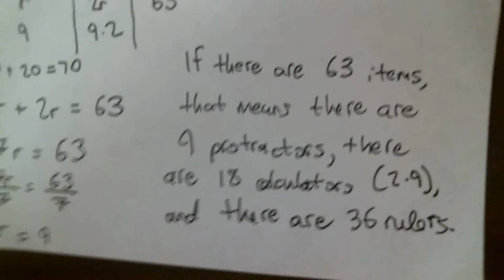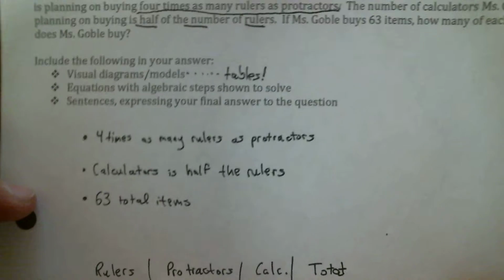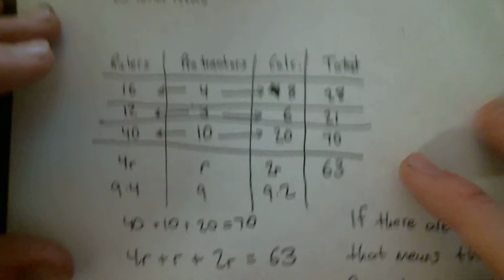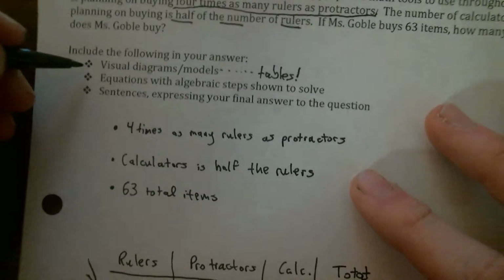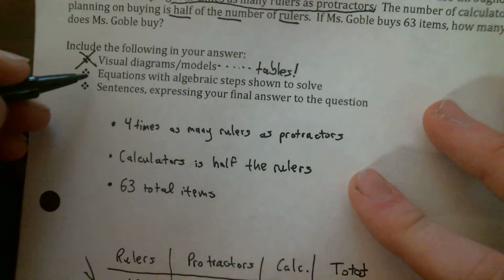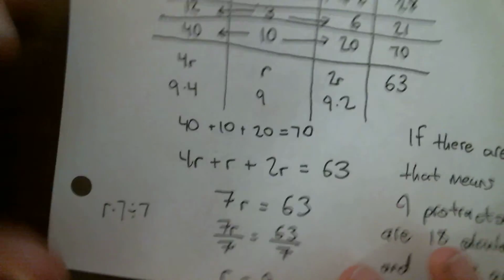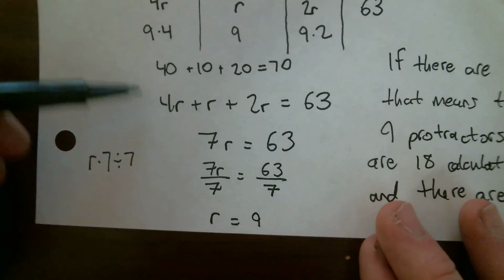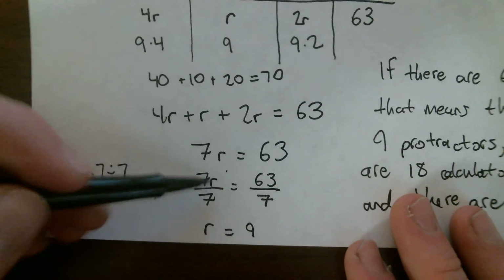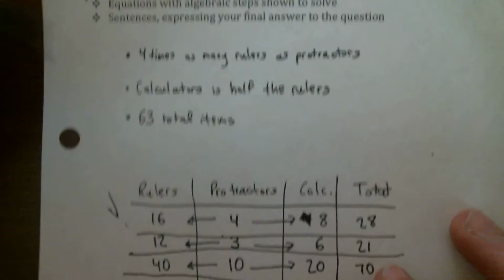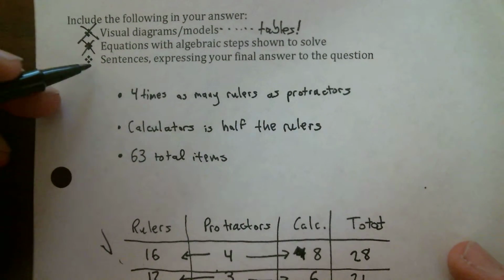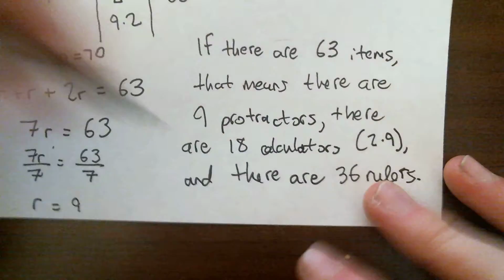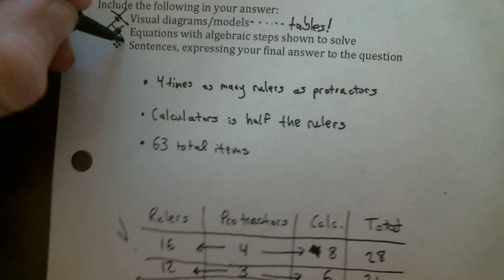Let's go back and review and see if we've done everything we were supposed to do. It says visual diagrams and models, that could include a table, so we've got that. I'm going to check that off. Equations with algebraic steps shown. And again, this is something you should do no matter how you're working in life. I've got my equation with my algebraic steps shown. That counts right there, so I can check that off the list. And finally, a sentence expressing the final answer to the question. I've got that right here. Life is good. I've got all 3 parts done.